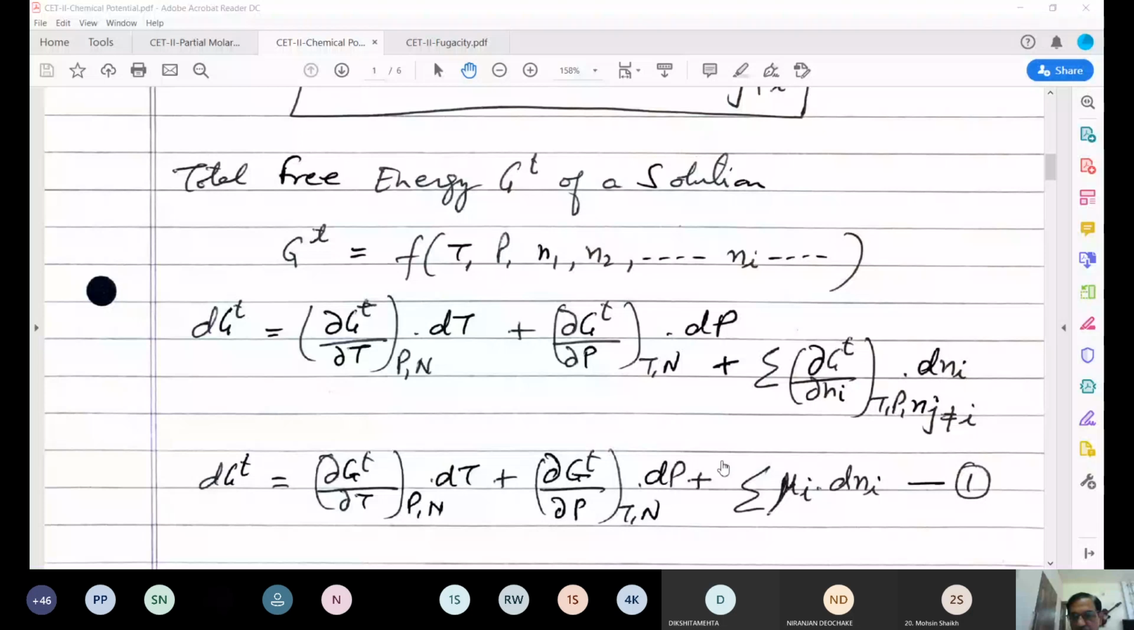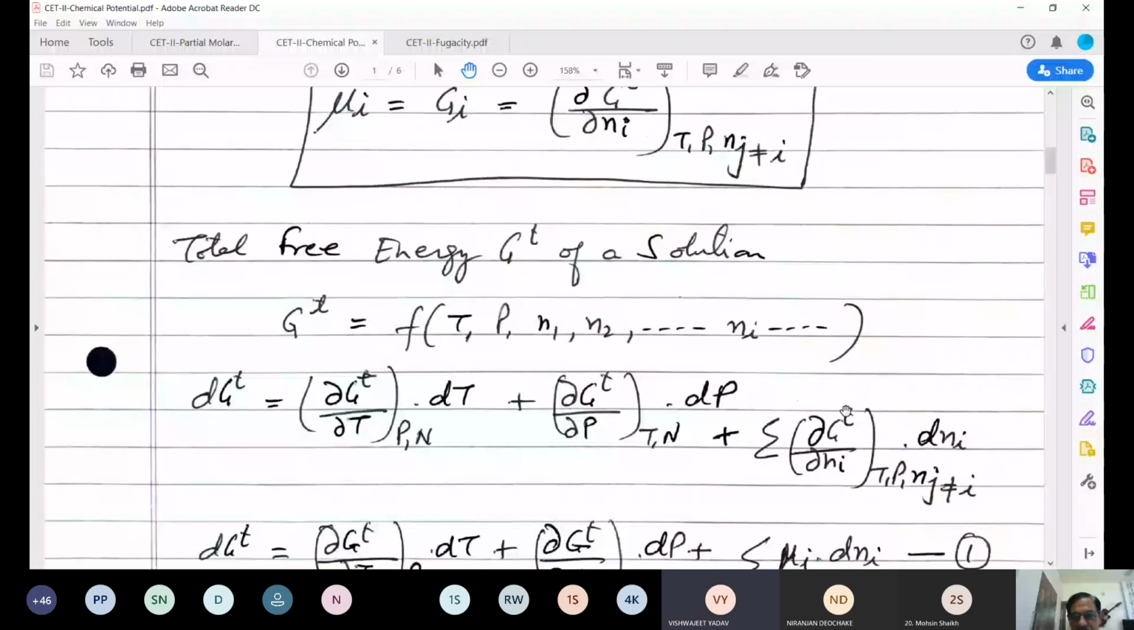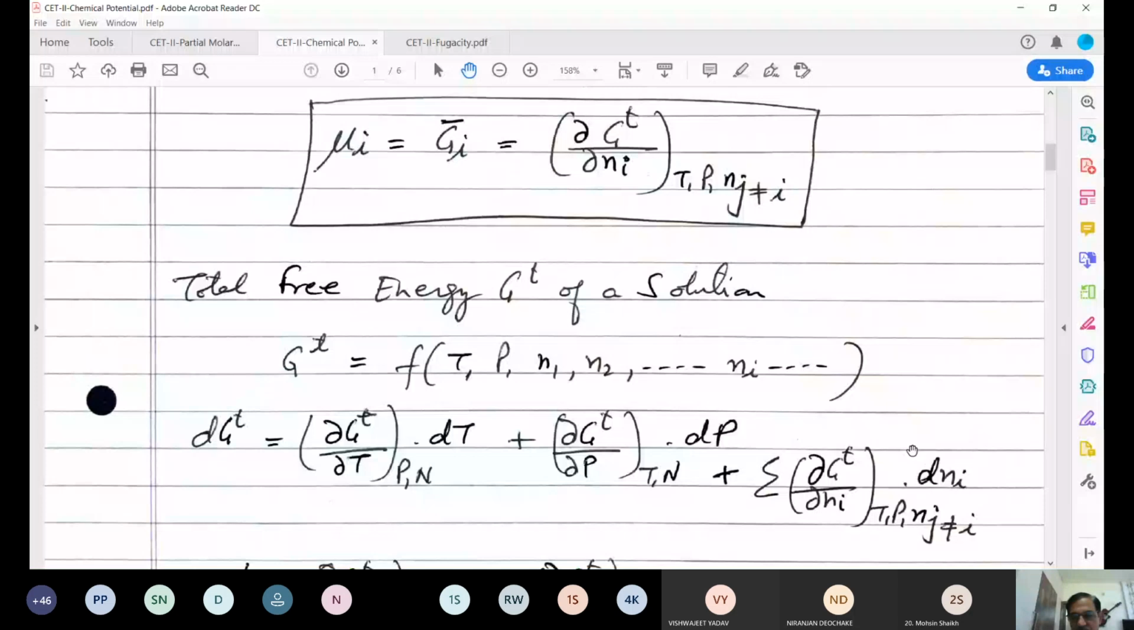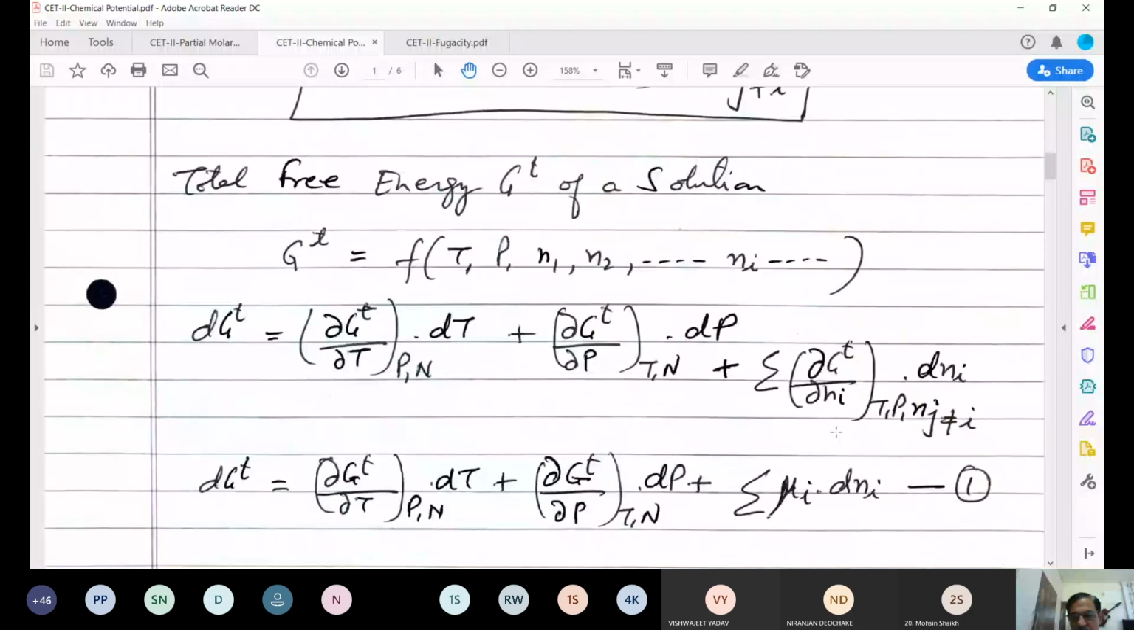Sir, what is UI that you took at the end in equation 1? It is mu I. You defined mu I here already. Mu I is nothing but partial molar Gibbs free energy, ∂G_T/∂N_i at constant temperature, pressure and N_j, where j is not equal to i. Here also it is the same. This term is the same. This is the definition of mu I, which we defined here. We are just substituting this term by mu I. This term is replaced with mu I. Okay sir, understood. Okay.